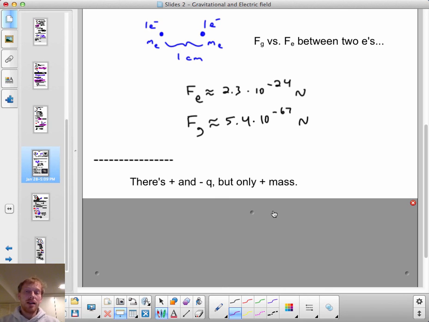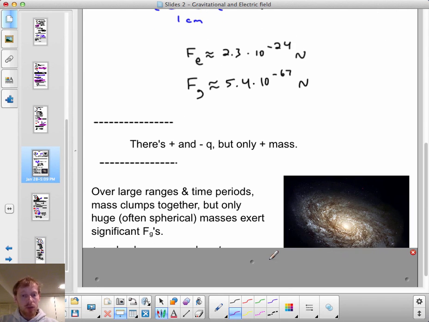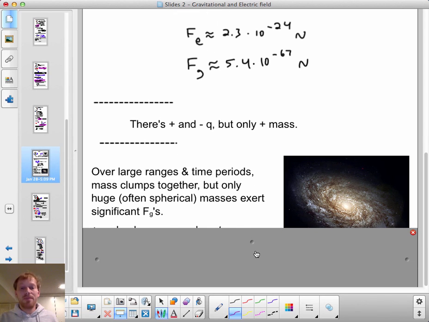Another difference between the electric and the gravitational forces is that there is positive and negative charge, but there is not positive and negative mass. There seems to only be positive mass. Over long ranges and time periods, mass aggregates as planets, stars, solar systems, galaxies. And only very, very large clumpings together of mass exert appreciable gravitational forces.